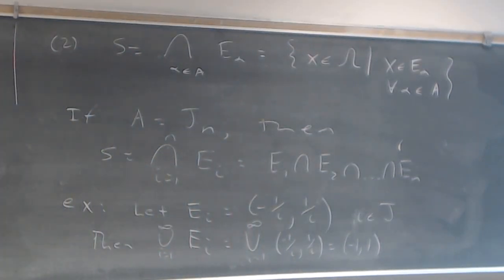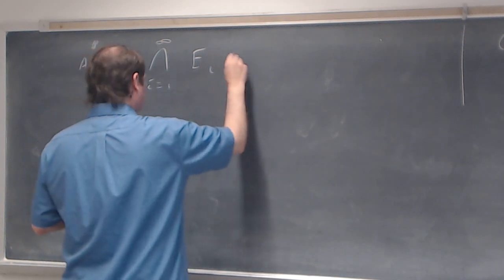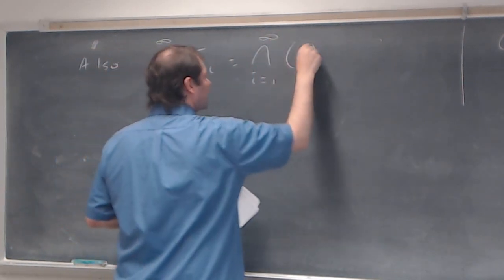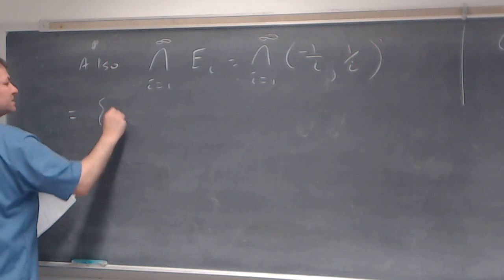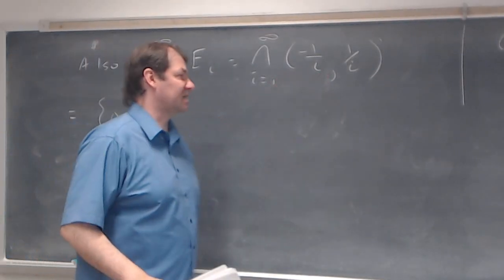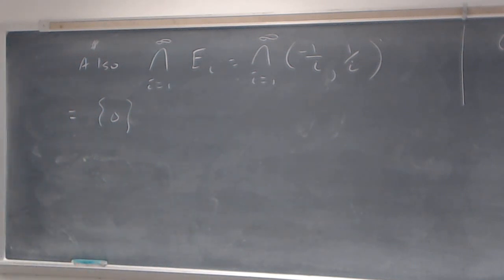And now let's look at an intersection of these E sub i's. So, also, the intersection as i runs from 1 to infinity of E sub i, which equals the intersection as i runs from 1 to infinity of the interval minus 1 over i to 1 over i, is equal to, well, the only thing that's in all of these sets is 0. So it's the set containing 0.